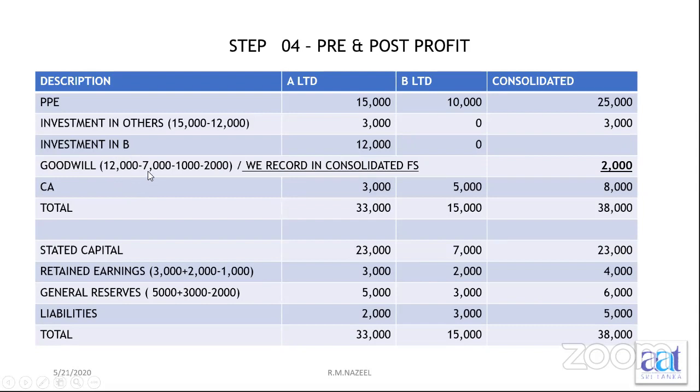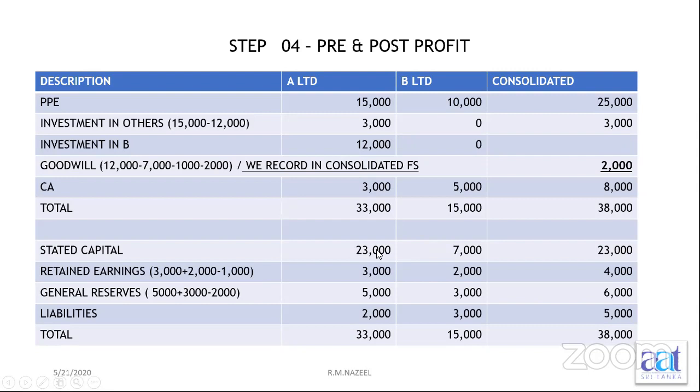12,000 net assets: 7,000, 1,000, 2,000. So therefore, how much will the goodwill be? 2,000. That is from our working number 1. We record this in only what account? Consolidated accounts. Current assets are 8,000 rupees. So the total is 38,000.